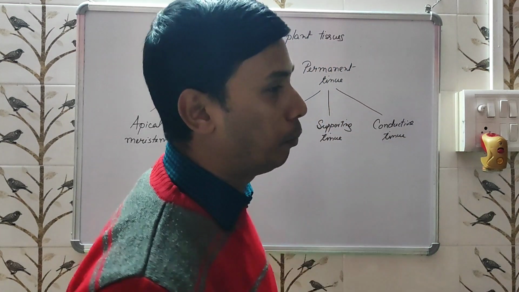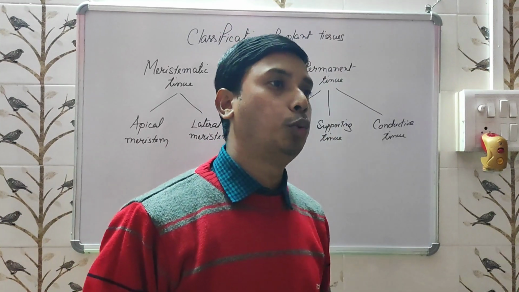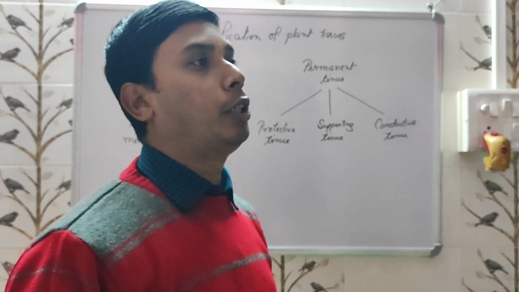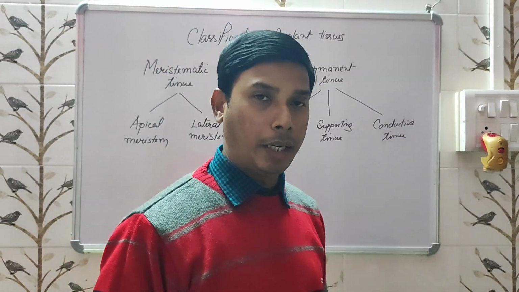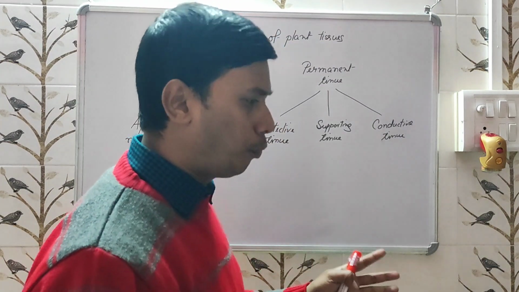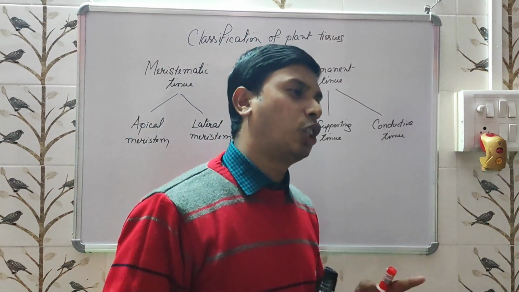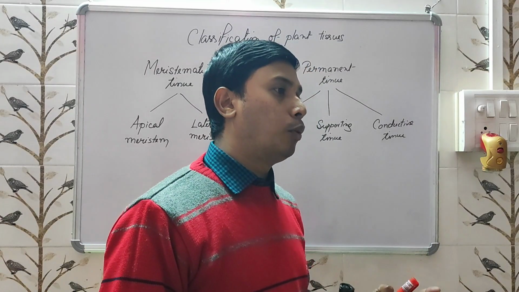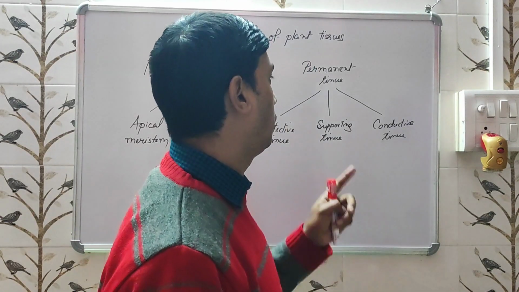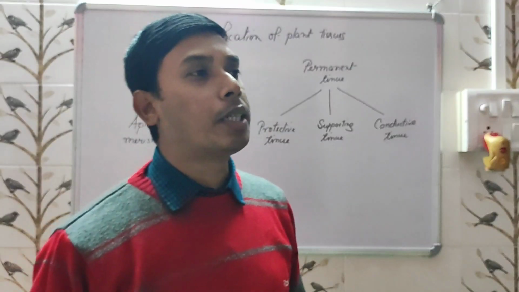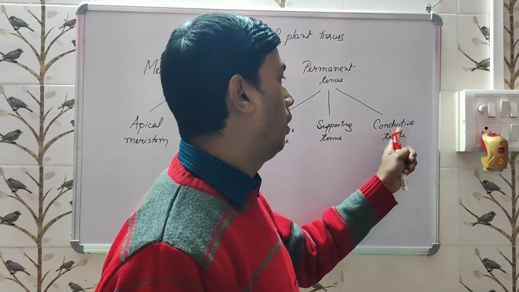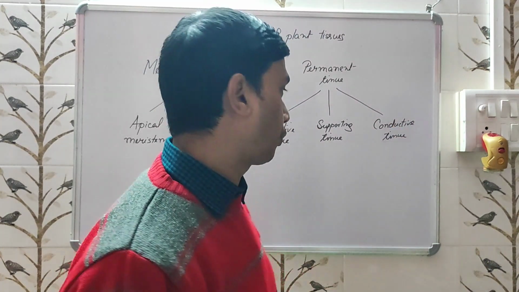Okay, so on the basis of function, we can divide permanent tissues into three main categories. One kind helps in the protection of the plant, and we call it protective permanent tissue. Some permanent tissues mainly provide strength and mechanical support, and we call them supporting tissue. Another type mainly helps in the conduction of water, minerals and food, and we call it conducting tissue.